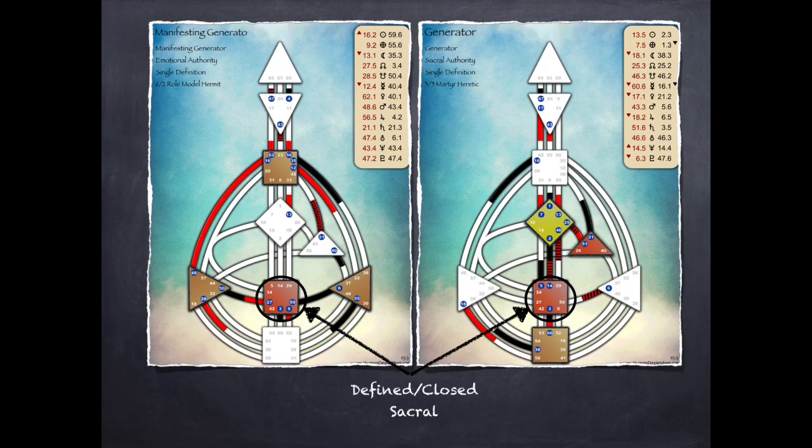Once again, it all comes down to a motor, because a manifesting generator type will always have a motor to the throat, and the generator type will never have a motor to the throat. And that's one of the main ways you can tell the difference between the two.